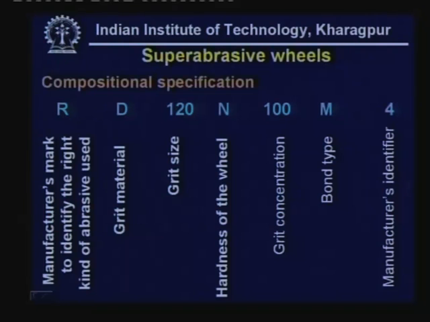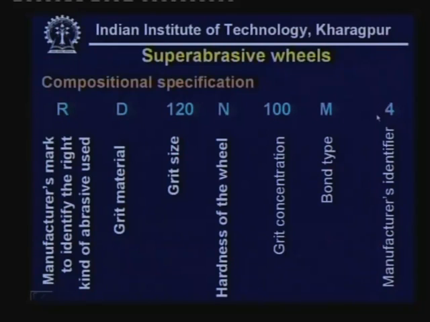Then as usual we come to the bond material. Here M stands for metal. We can have other bond materials which will be covered in a later section. Finally, we have one code number which is also the manufacturer's identification code, which signifies the type of process which has been followed during the manufacturing of the wheel. So, we have at the beginning and at the end two manufacturer's codes. Immediately the manufacturer recognizes the total history behind the type of abrasive and the manufacturing technique.